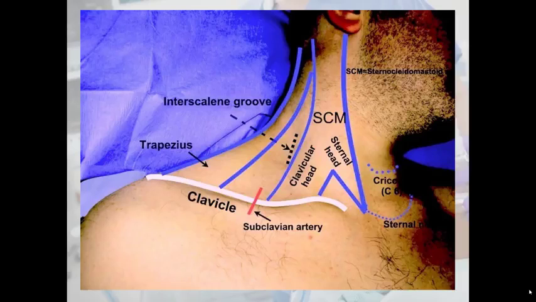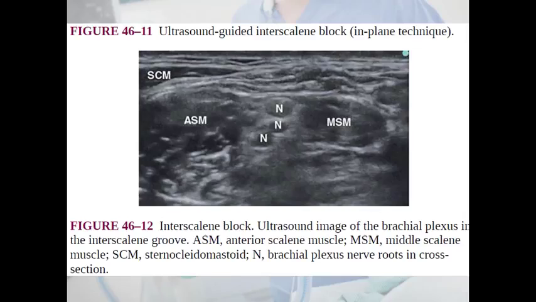Here you can see in the picture the interscalene groove. This is the interscalene groove. This is the ultrasound. Nowadays these nerve blocks are given under ultrasound guidance, or we can use the nerve stimulator. Usually ultrasound is the one that we use for giving the nerve block so that complications are avoided. Here you can see the cross section of the roots of the nerves, while this is the middle scalene and this is the anterior scalene muscle.